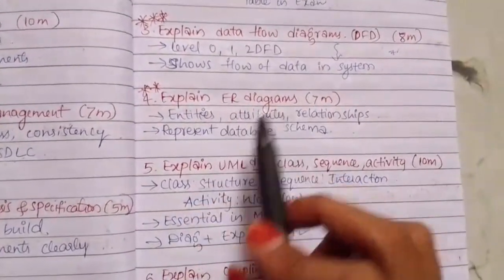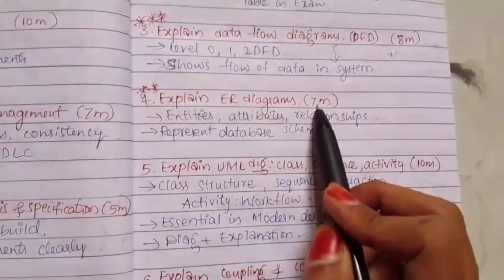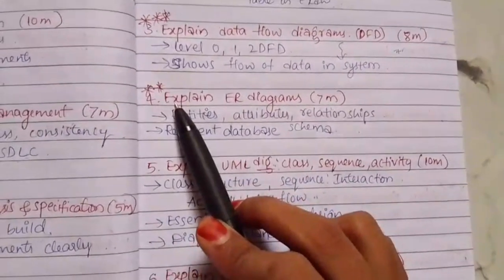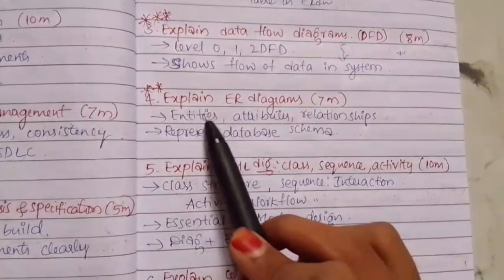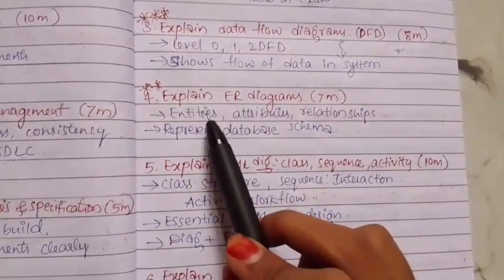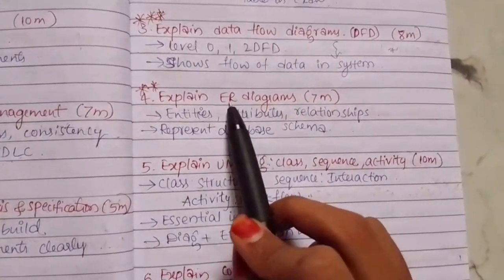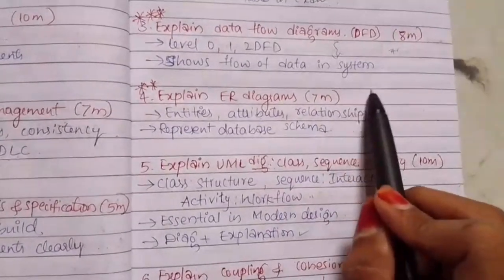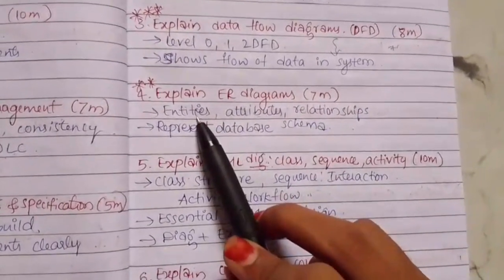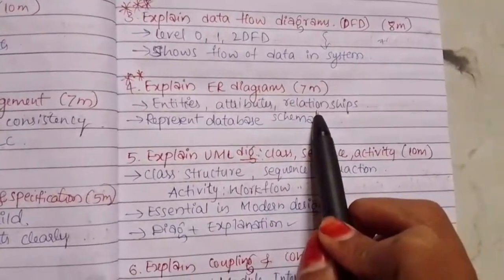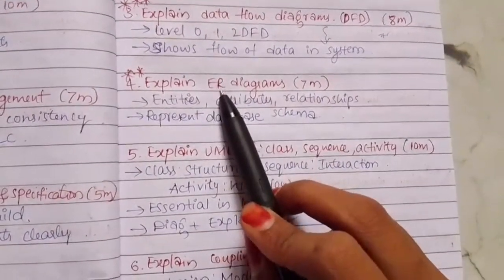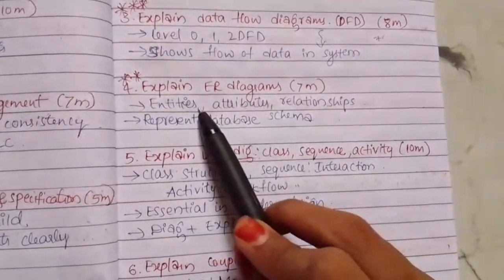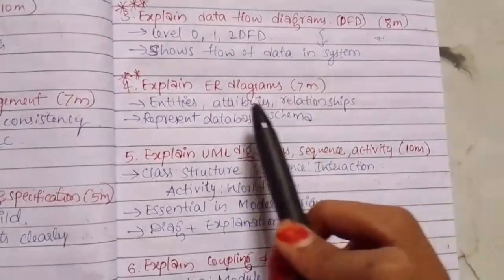And explain ER diagram. This is the fourth question, asked for 7 marks. This is also a very important question, asked in almost all the question papers. You can see this question. You have to explain the entities in that ER diagram, attributes and relationships. You have to draw the ER diagram. What are all the entities, attributes and relationships present in that ER diagram? You have to explain each and everything in detail.